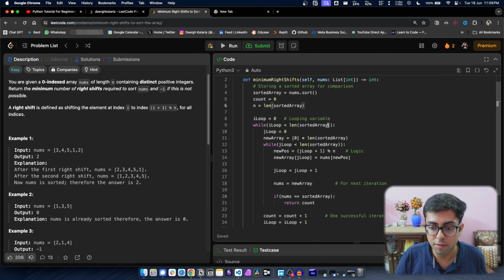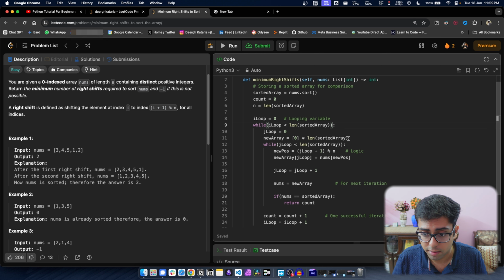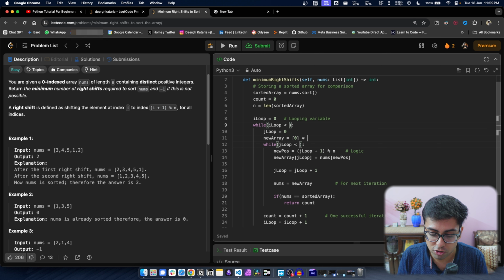And then over here, we can change all of this with n. Also, this is a pro tip: hold your Alt key, or your Option key on Mac, and click right over here. This enables multi-cursor for you. So you can click backspace and all of this is essentially going to be removed, and you can hit n. And everywhere, length sorted array has been changed to n.